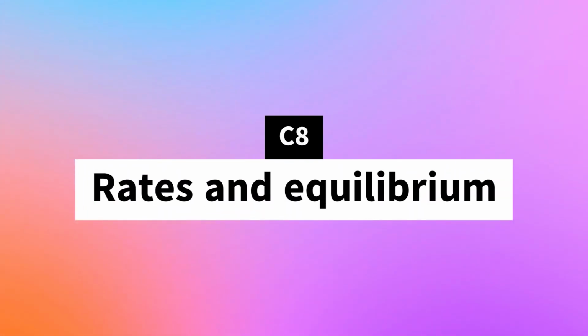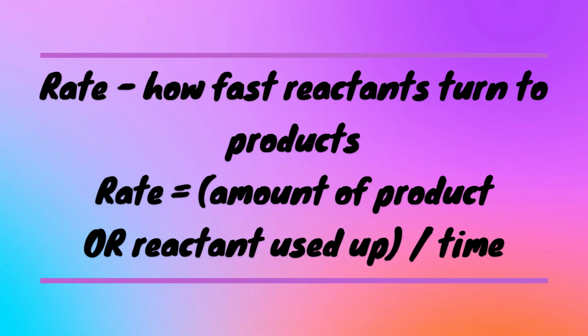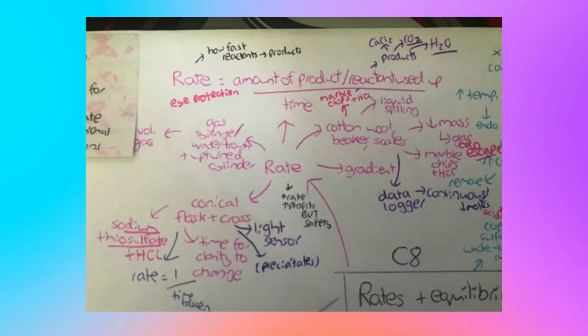And we're now on to paper 2 content. This is C8, rates and equilibrium. What is rate? Well, the rate of a reaction is how fast the reactants turn to the products. So we can use the reaction rate equals the amount of products made or reactant used up divided by time. And there are several different experiments that we can use to calculate rate.